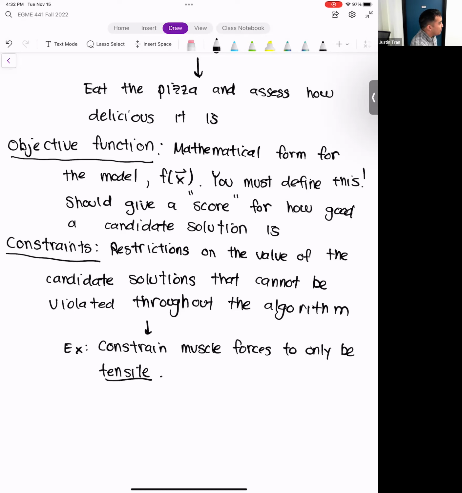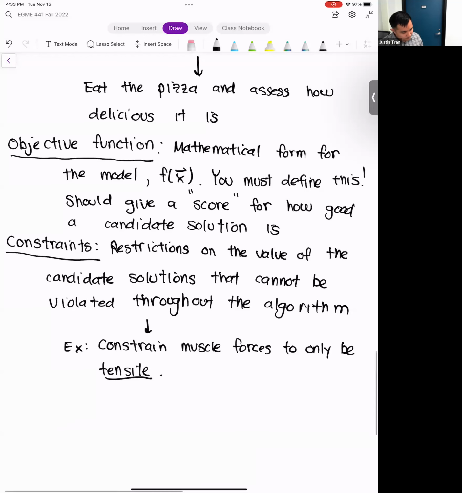Another example for pizza, maybe you put constraints to say absolutely no pineapple on pizza. So you put a constraint so that no matter what ingredients you pick, pineapple is never going to be one. Okay. Any questions on this?